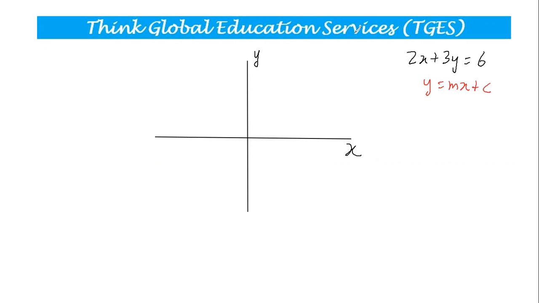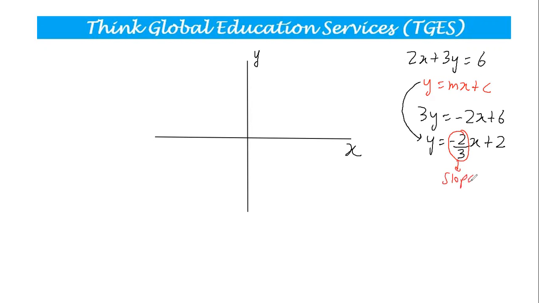The equation will become, if I isolate y, 3y is equal to minus 2x plus 6. y is equal to negative 2 over 3 x plus 6 by 3, that is 2. So do you realize I have converted this line into the standard form? Now I can compare. In this case, I can clearly see the slope is negative 2 by 3, which is negative, and the y-intercept is plus 2. Now I know this line is definitely descending because the slope is negative and the y-intercept is 2.